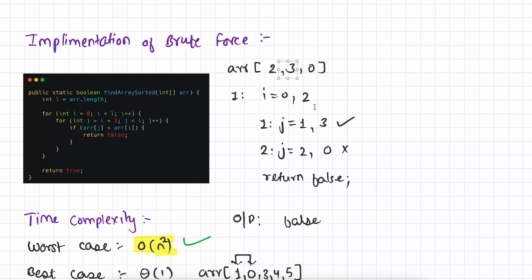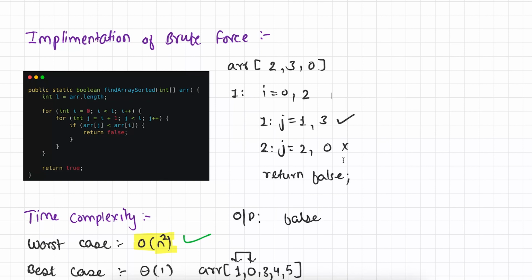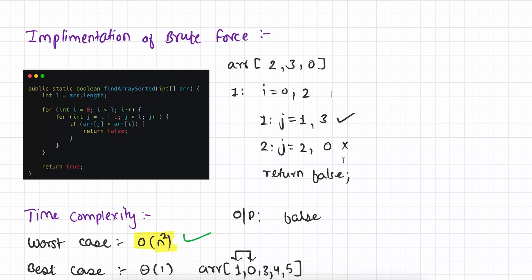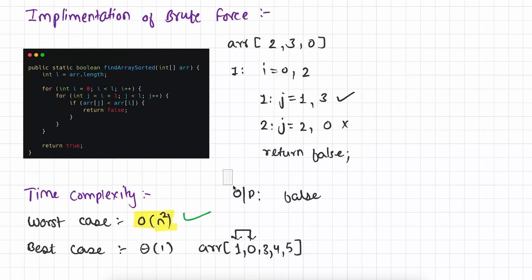So it checks if 3 is less than 2 or not. Okay, so this condition is false. So we continue to next iteration. In next iteration j becomes 2. So the number at second position is 0. It checks if 0 is less than 2 or not, and this time this is true. 0 is less than 2. So we immediately return false. So the output of this input array is going to be false.